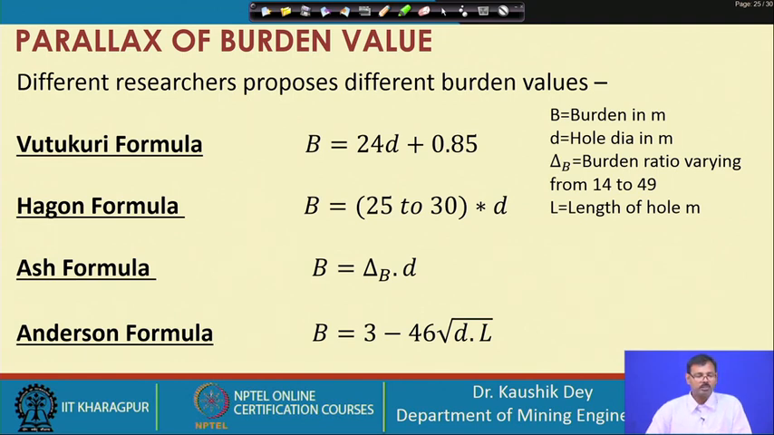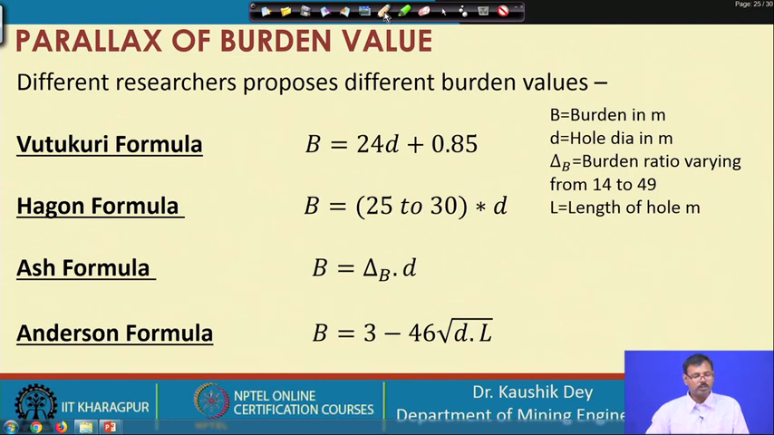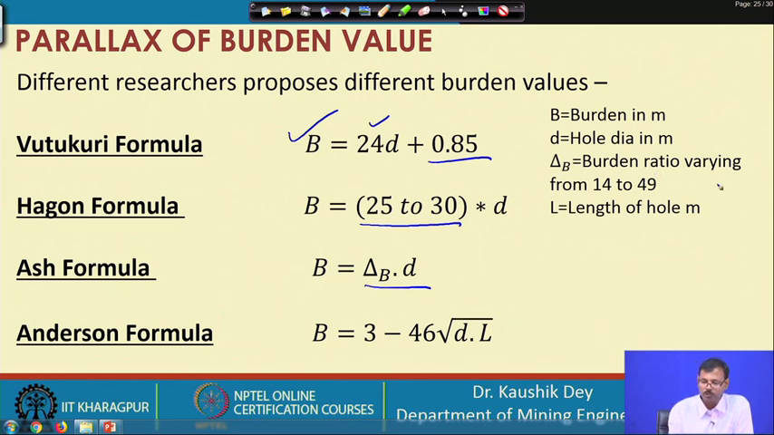But one thing I must discuss: the burden value is the heart of the blast design. If you go through the literature, you will find not only the Konya and Langefors-Kihlström formulas, but n number of burden value formulas. Say this is the Bhatnagar formula, where burden is 24 d, d is the hole diameter, plus 0.85; Hagan's formula is 25 to 30 d; Ash's formula is delta b d, where delta b is the burden ratio varying from 14 to 49; and Anderson's formula is this one.